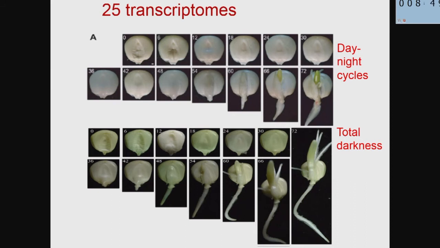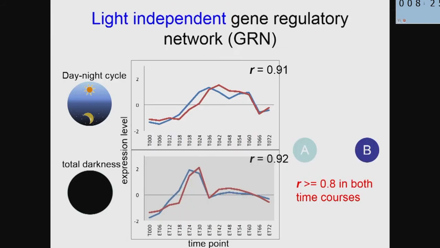And here we take the approach because Kranz anatomy develops also under total darkness. It develops under the normal day-night cycle, but it also develops under total darkness. In fact, it develops faster because the plant struggles to see if it can receive light, okay?